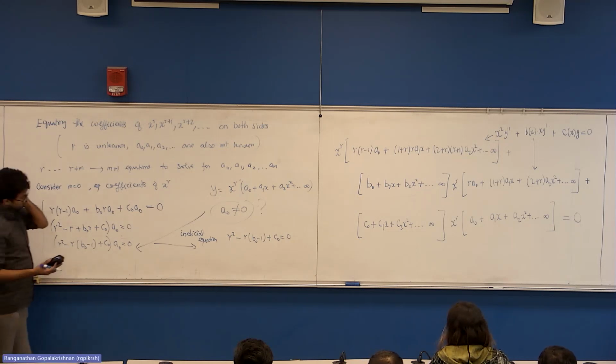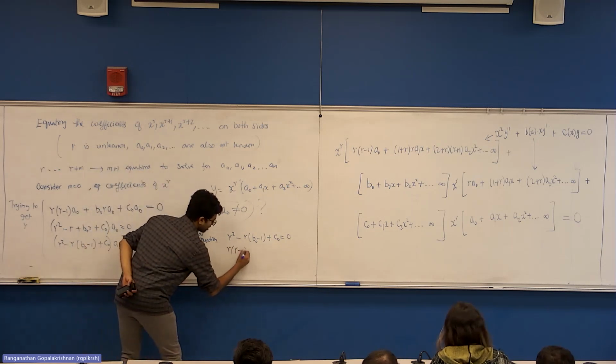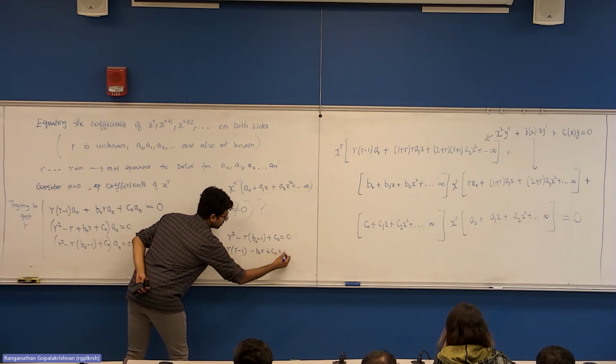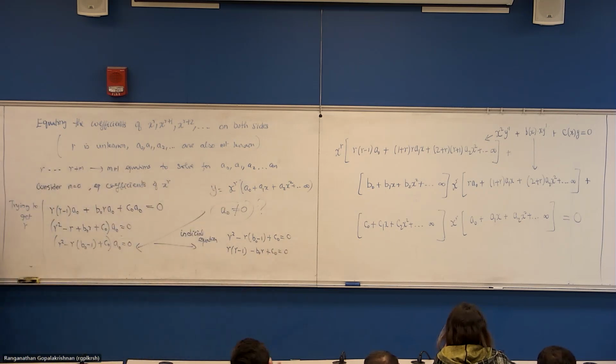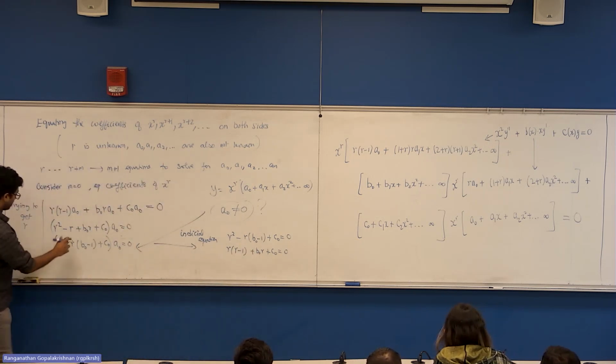Which is to say r squared minus r times b naught minus 1 plus c naught equal to 0. Or actually the book writes it slightly differently: r times (r minus 1) plus b naught r plus c naught equal to 0. Yes, plus b naught. I was the one who made the error.